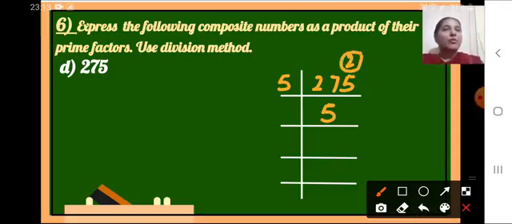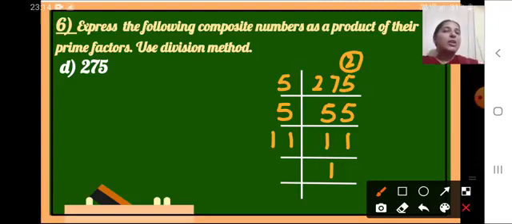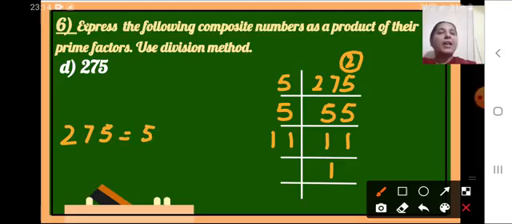So now we have 25. So 5 5s are 25. Now again we will divide this by 5. So 5 1s are 5, 5 1s are 5. Now 11 is a prime number. Okay, so it will be divisible by itself only. So 11 1s are 11. Okay, so how will we write 275? We will write 275 as 5 multiplied by 5 multiplied by 11.